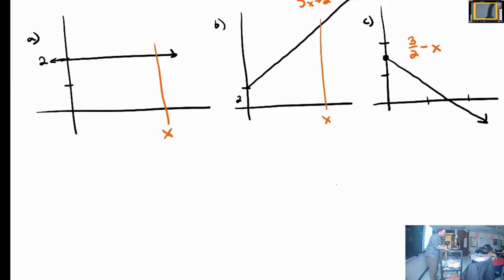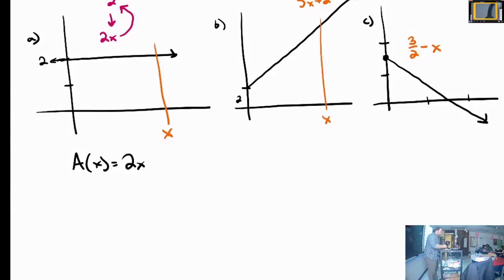This is just a review of what we did yesterday. Over here in question A, the area will always just be 2 times x no matter what. The connection, of course, is that if the original function is 2, the function that you would have to take the derivative of to get back would just be 2x.